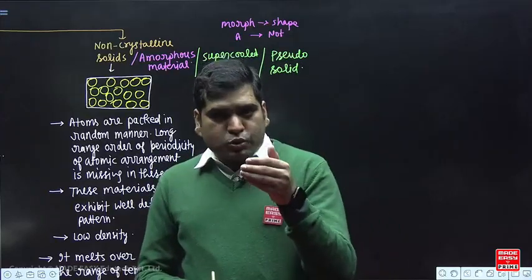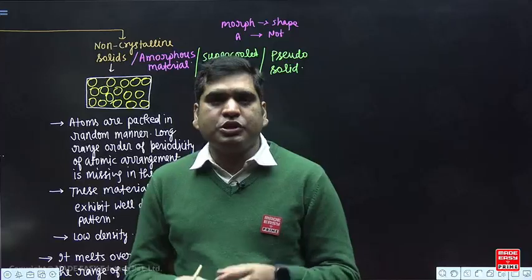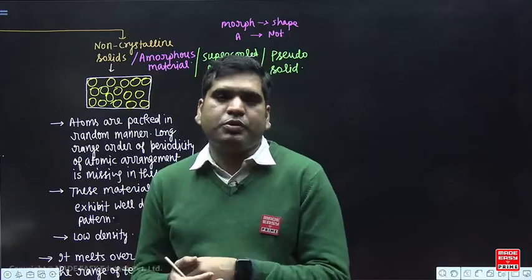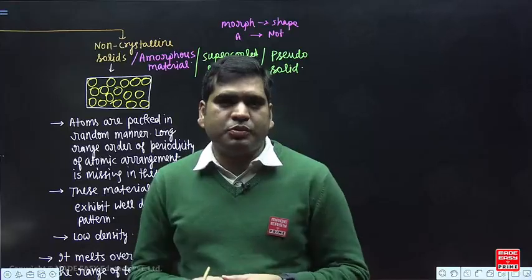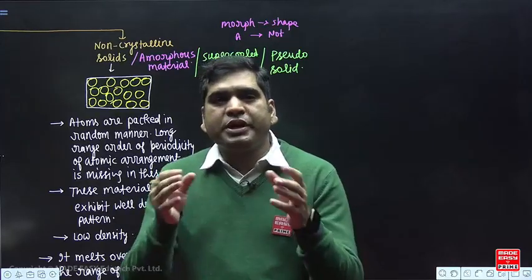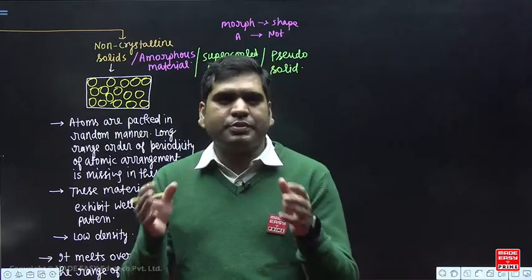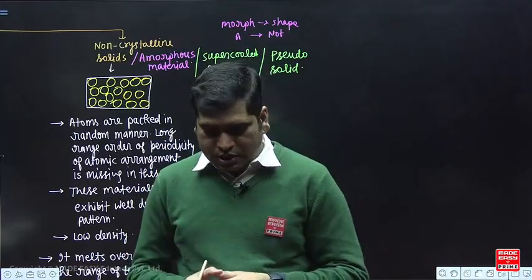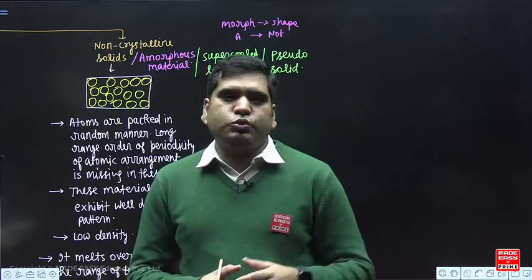If we cool slowly, then atoms will get sufficient time to arrange themselves properly. And if they get sufficient time to arrange themselves properly, then you will be getting crystal structure, because perfect arrangement means crystal structure. But suppose you rapidly cool it.